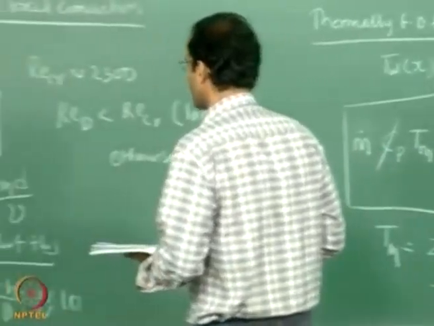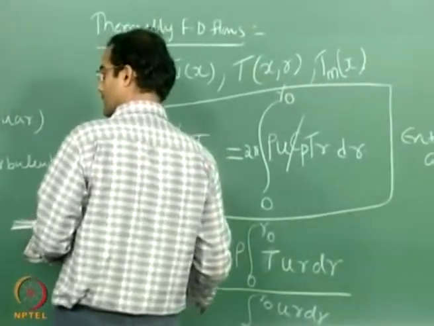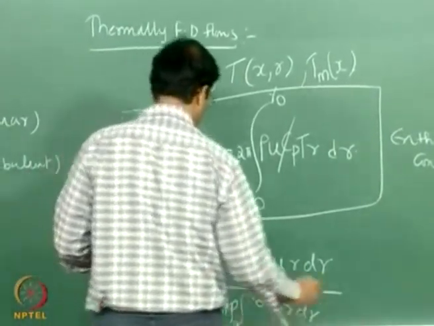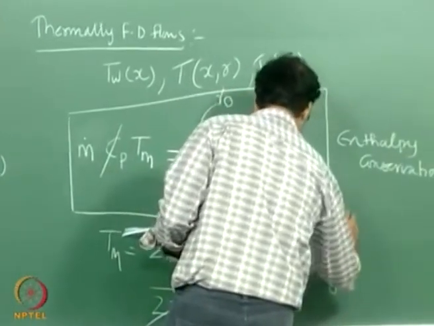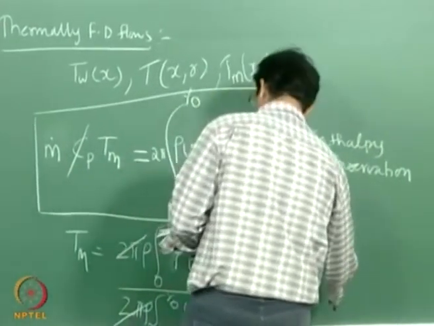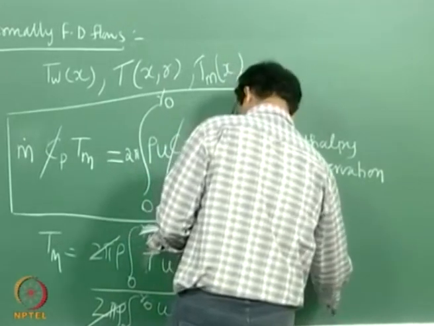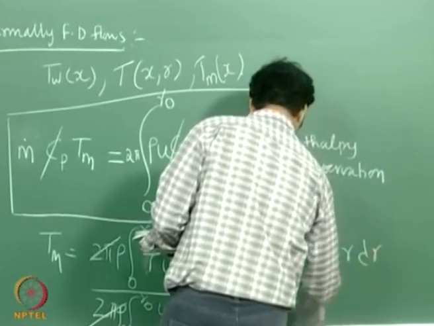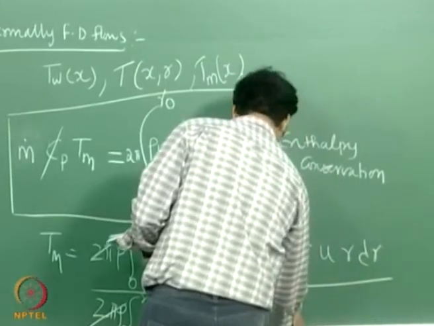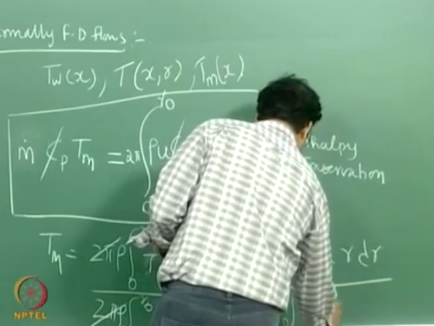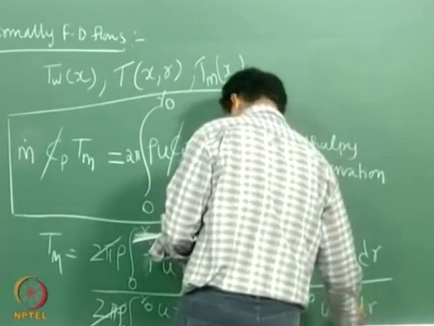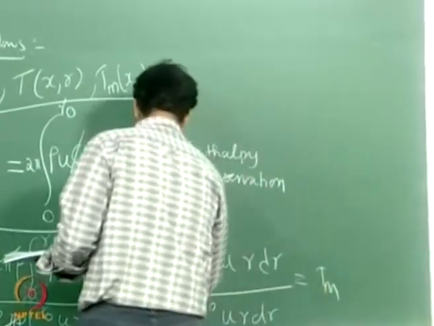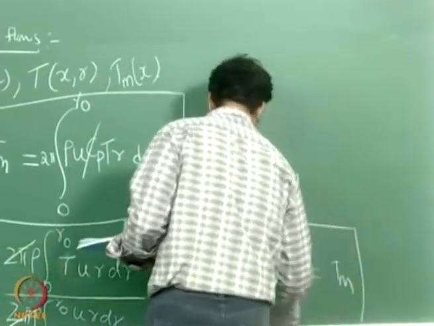So I will have a 2 pi rho again, so these will get cancelled off. Therefore, this will be 0 to r naught, T into u into r dr divided by the integral 0 to r naught u into r dr. So this is my definition of my mean temperature at any axial location.